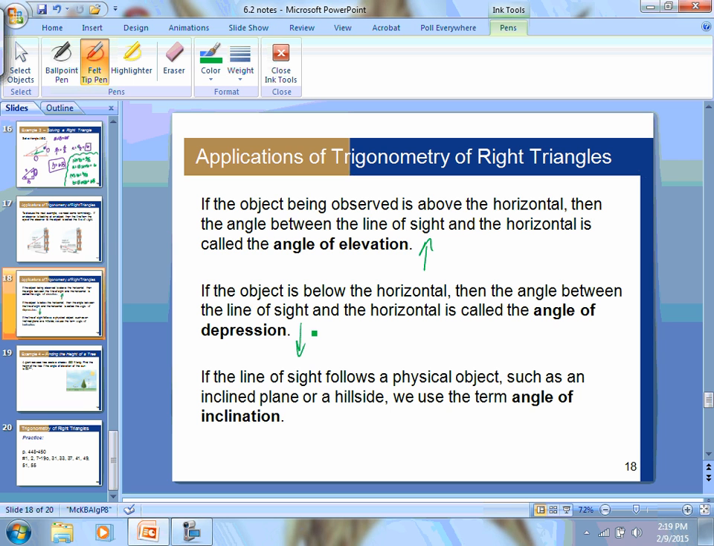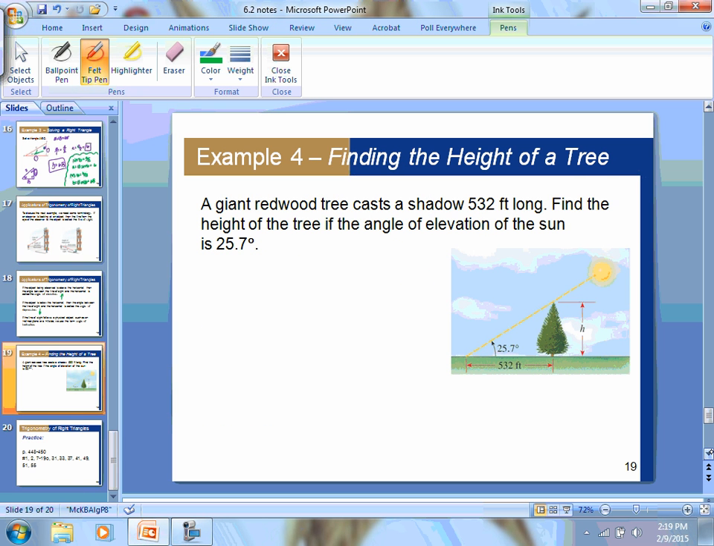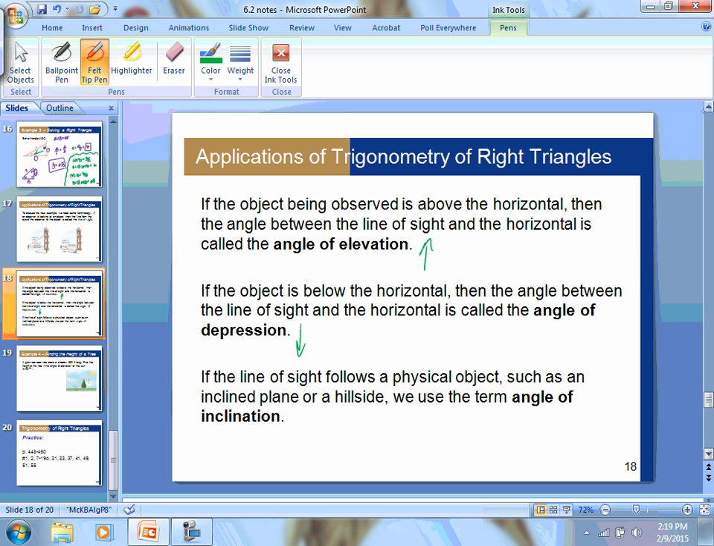And then there's also angle of inclination. That's when you're following an object. I think they might, oh, no, they don't have a picture of it. But that's when your line of sight follows a physical object. So that's when you're looking up the hillside. You would follow the hillside with your eyes. Most of the time, we see angle of elevation and depression in our word problems, though.